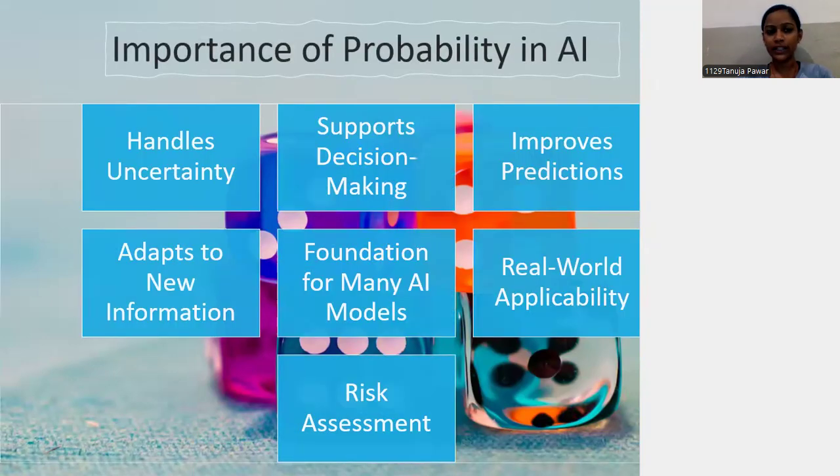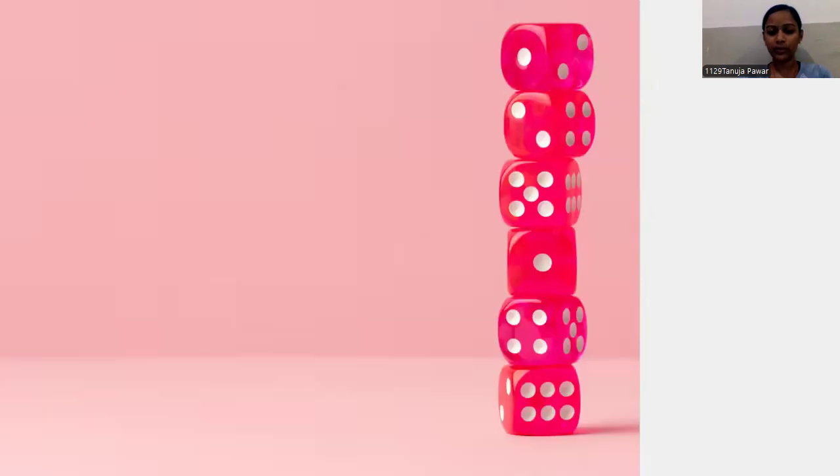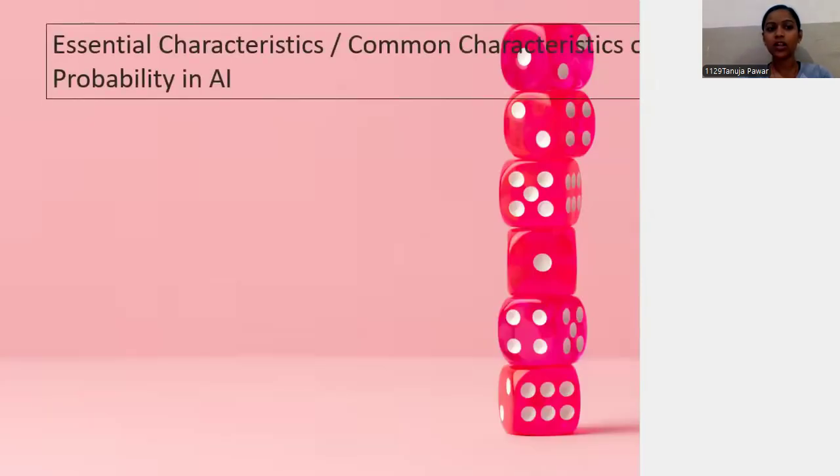Importance of probability in AI. There are some importance points related to probability. First one is that it handles uncertainty. Then it supports decision making, improves predictions, adapts to new information, is the foundation of many AI models, has real world applicability, and helps in risk management.